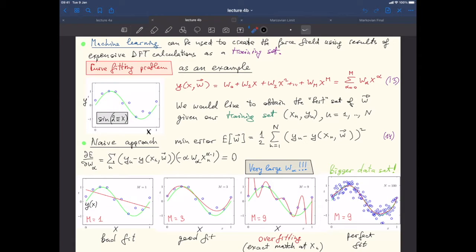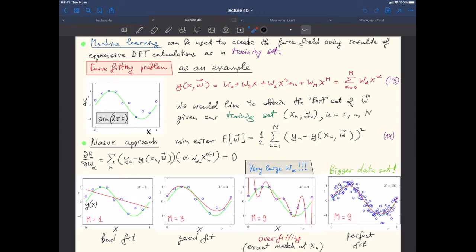So we differentiate this function with respect to all these parameters omega, alpha, and we get a set of linear equations for them, which we can solve very easily on the computer. Right, and let's see what the results are.